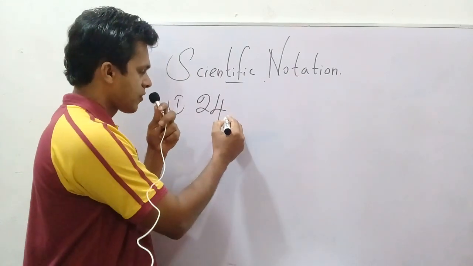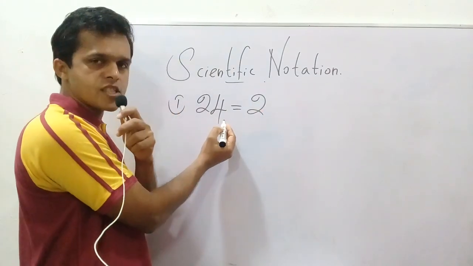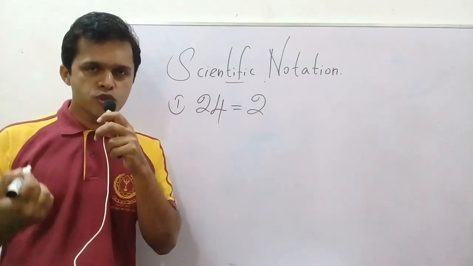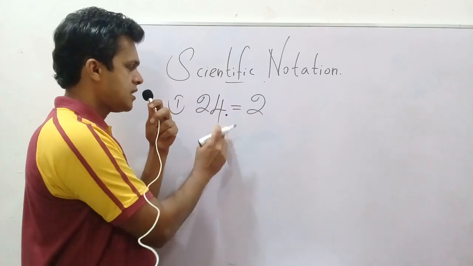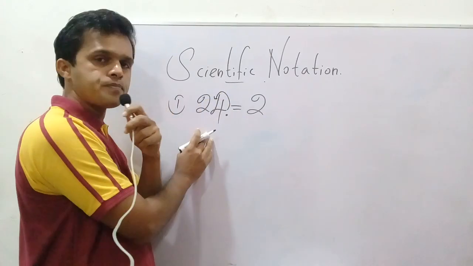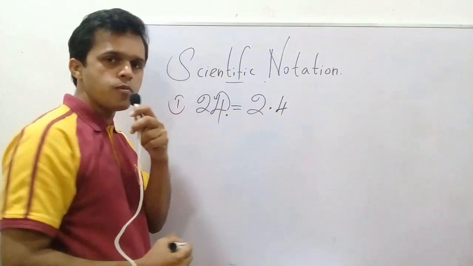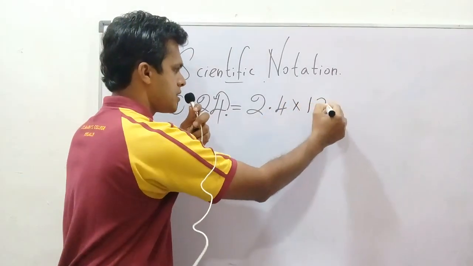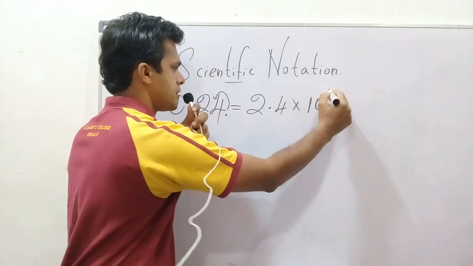You know that here it has the decimal point. At this time you should realize it. The decimal point comes here, passing one digit. So this is written as 2.4 into 10 to the power 1.